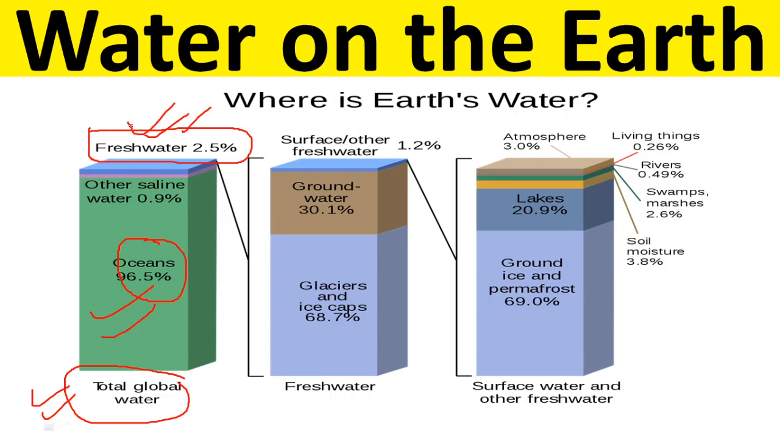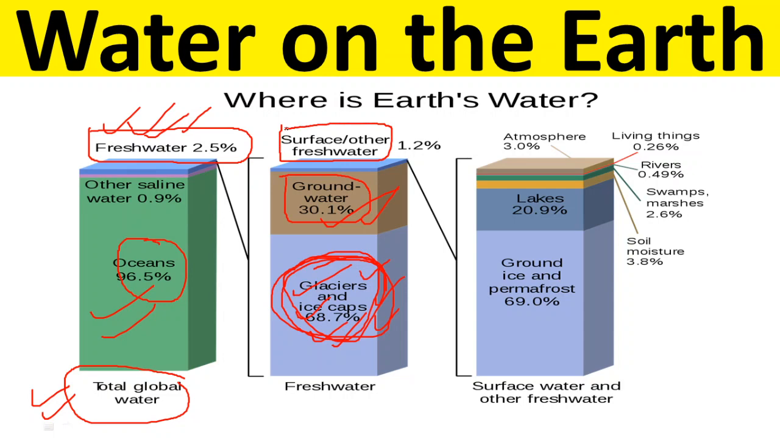Fresh water means the water that is not salty, and out of this 2.5% fresh water, most of the water, around 68.7 percent, is located in glaciers and ice caps. We cannot even use this water because it is far away from human habitation. Next is groundwater, 30.1%. We do use this groundwater, no doubt. Then there is surface and other fresh water, which is 1.2%.